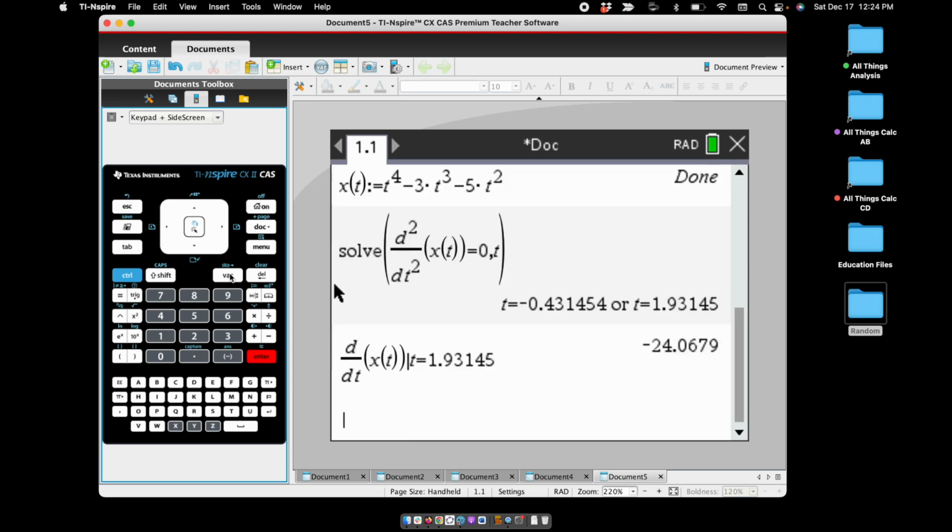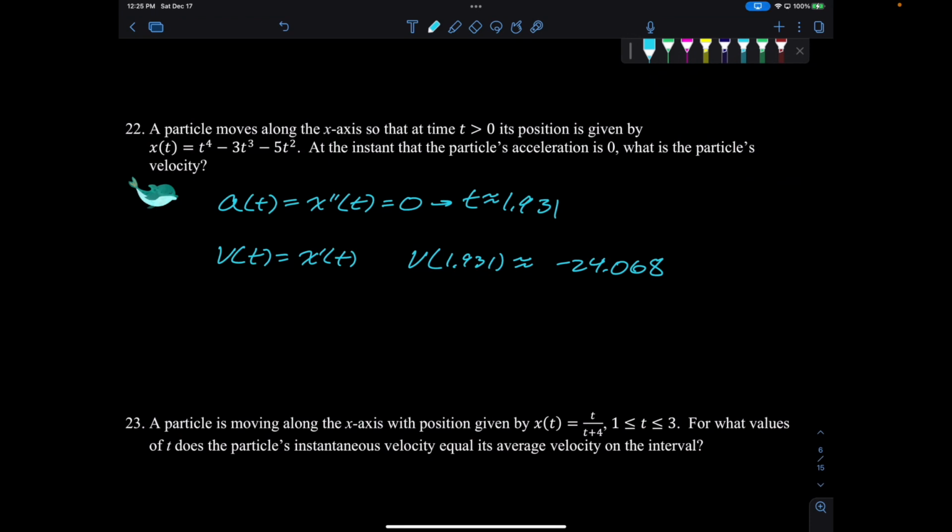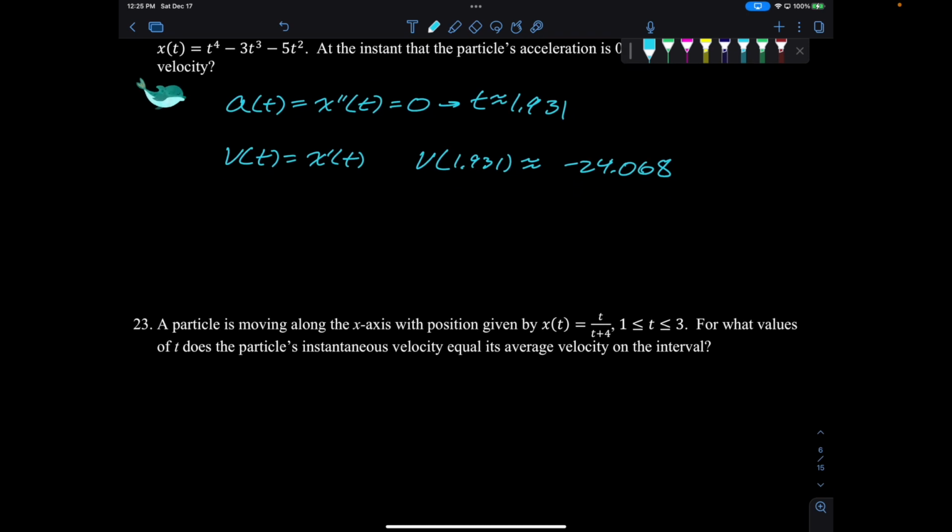And paste it. I get negative 24.068. So v of 1.931 is approximately negative 24.068. Let's go back to the iPad and see what this looks like. All right, so I've written all that down. Okay. Let's take a look at the next one.